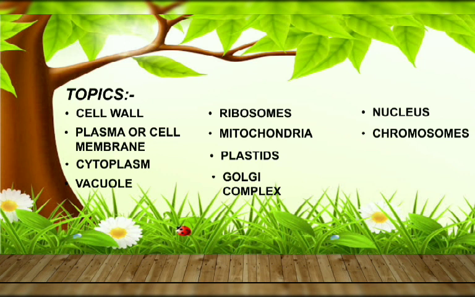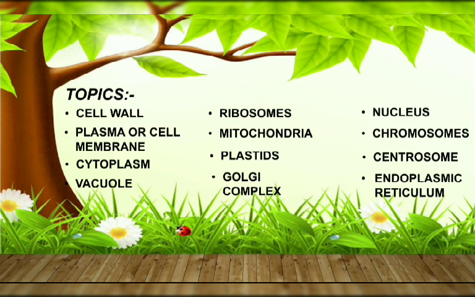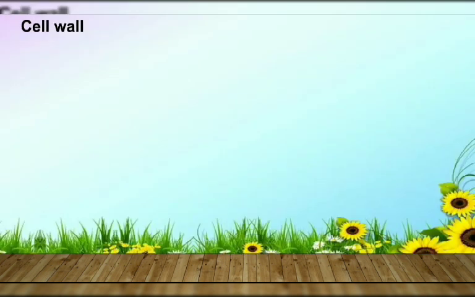Chromosome, it carries the genetic material. Centrosome, it is only present in the animal cell, helps in cell division for the formation of spindle fiber. Endoplasmic reticulum, that is the transport system of the cell. Lysosome, that is the suicidal bag of the cell. Now here is the first topic, that is cell wall. First I will tell you, after that one by one the points will come.